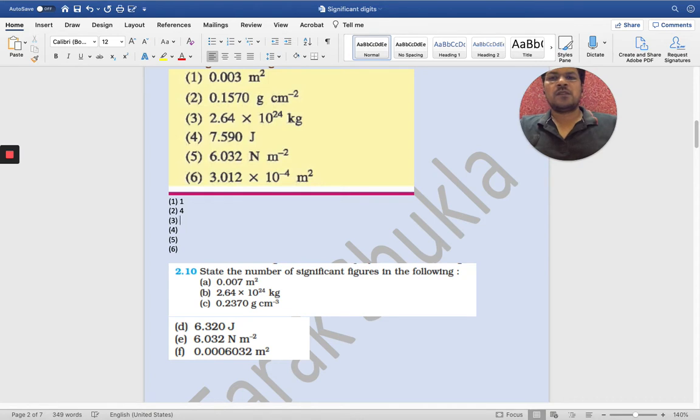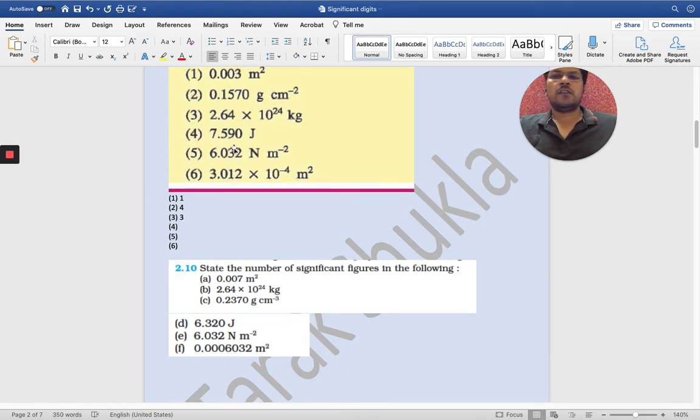The next one is 2.64 times 10 to the power 24. Mind well, whatever the power might be, positive or negative, we are not in a position to include it. It is not our area of concern. So we have 2.64, which means only a total of 3 digits are the significant digits.